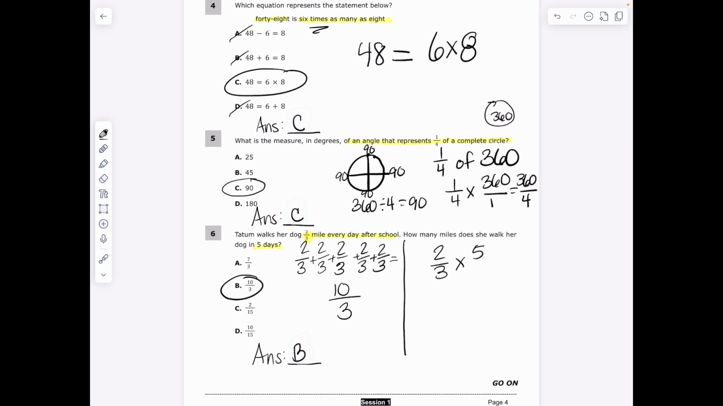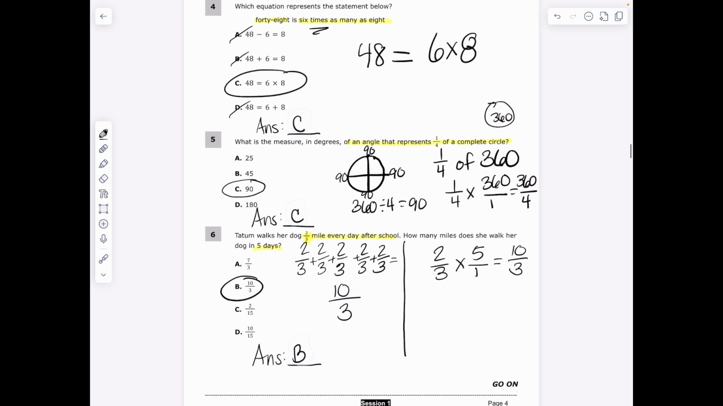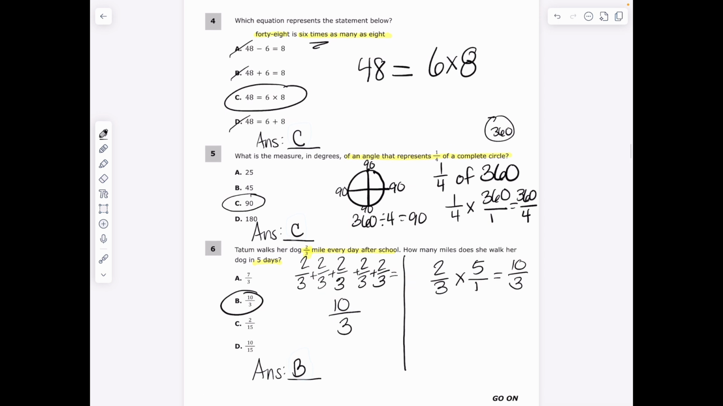Or you could multiply 2/3 times 5, put a 1 under the 5 so it turns into an improper fraction, and now when you multiply it, you also get 10 over 3. This problem didn't ask us to change this from an improper fraction to a mixed number, so we can just stay right there. But there's our answer, 10 over 3. All right, hit pause and jot this down into your notes, and we'll go to the next set of questions.